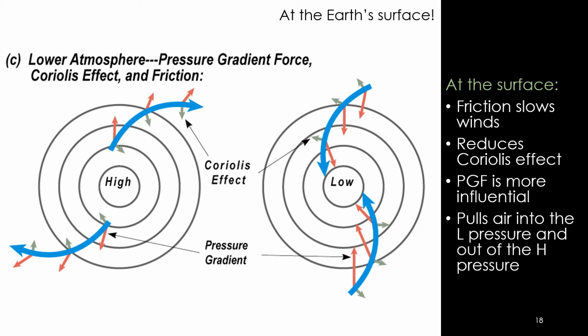Again, the red arrows are the pressure gradient force, which is the most influential, and it causes air to flow into a low pressure and out of a high pressure. Coriolis, the green arrows, pull the air in the opposite direction. That's what's causing that deflection. And then at the surface, friction slows the entire process down. The combination of all three forces results in airflow like you are seeing with the blue arrows here.